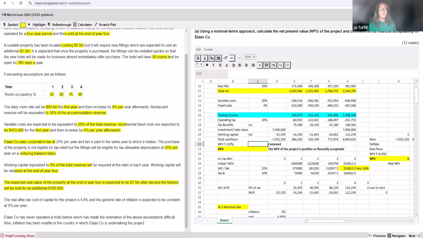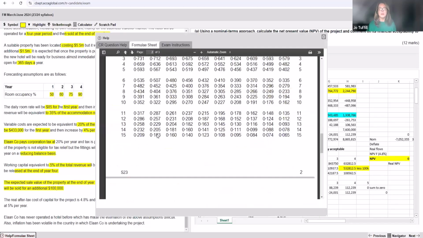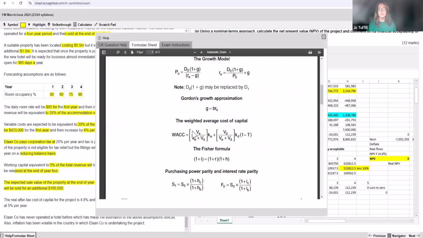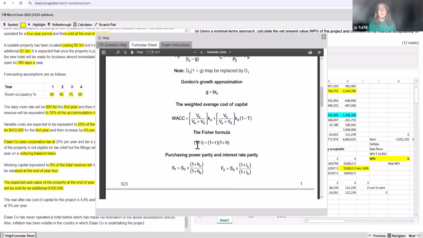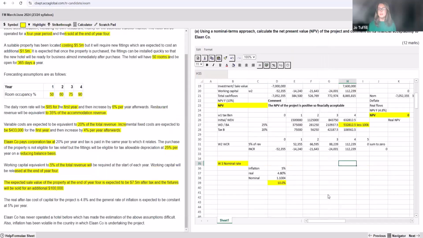So in order to convert from the real rate to the nominal rate, we have to use this Fisher formula here, which is 1 plus the nominal rate equals 1 plus the real rate times 1 plus the inflation rate. Okay. So we're going to pop that into our down here, which is our nominal rate. So inflation is 5%. The real rate is 4.8%.